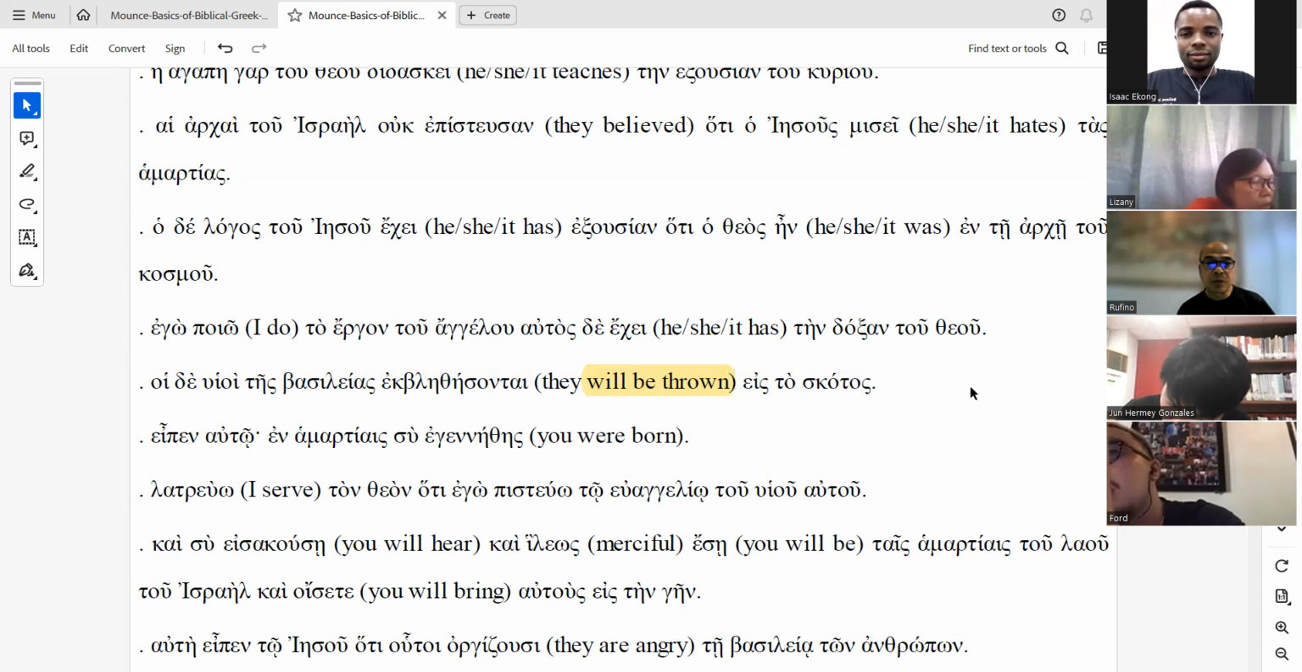Scotos. You remember Scotos? Darkness, when there's no light, darkness. Okay. But the sons of the kingdom will be thrown into the darkness. Very good.